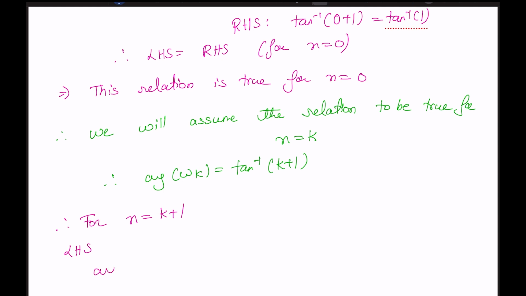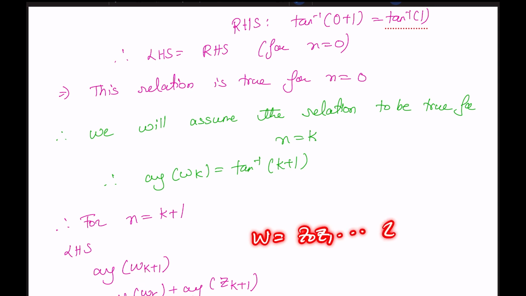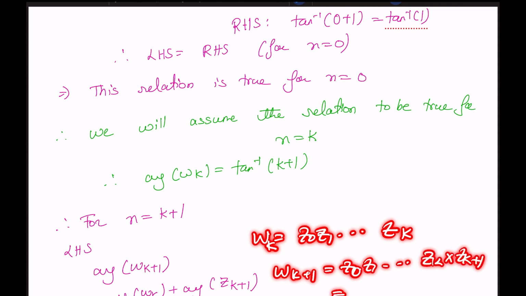LHS would be arg W(k+1), which is basically arg Wk plus arg Z(k+1). Right? Because see, W(k+1) means what? The W value will be Z0, Z1 up to Zk. This was Wk, right? And W(k+1) would be the same thing, Z0, Z1 up to Zk, and you have the extra term Z(k+1). So W(k+1) can be written as Wk times Z(k+1).